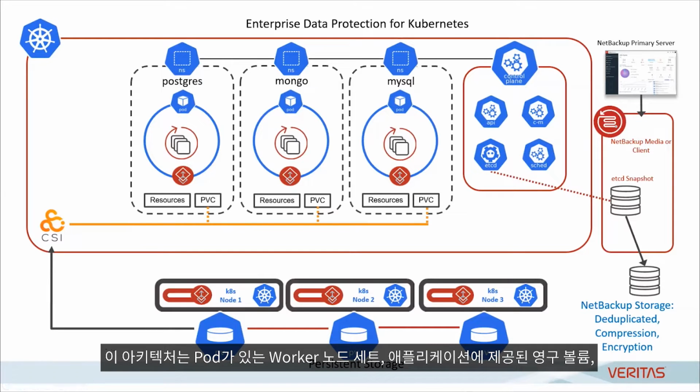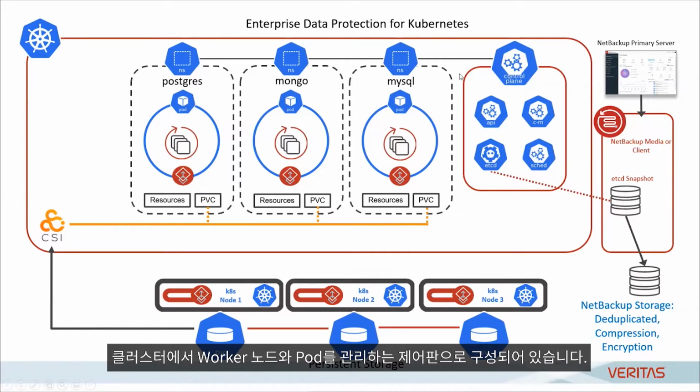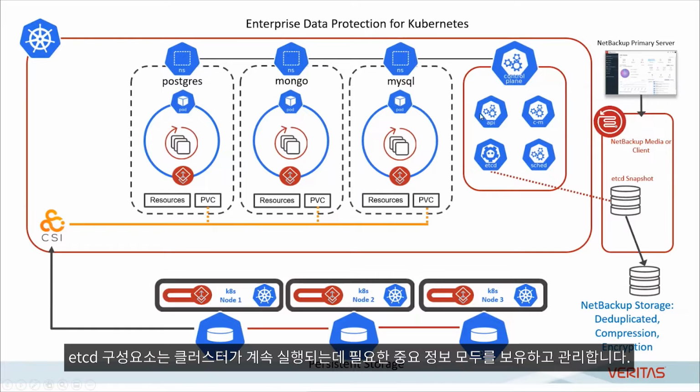The architecture consists of a set of worker nodes which host the pods, the persistent volumes provided to the application, and the control plane, which manages the worker nodes and the pods in the cluster. The etcd component holds and manages all the critical information needed to keep the cluster running.